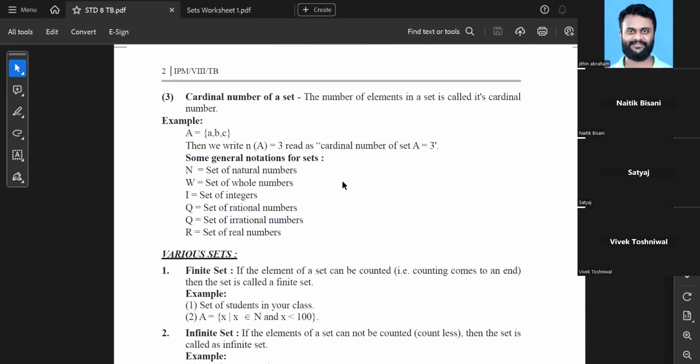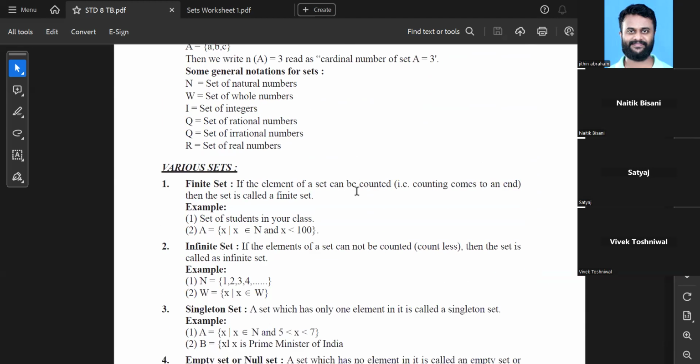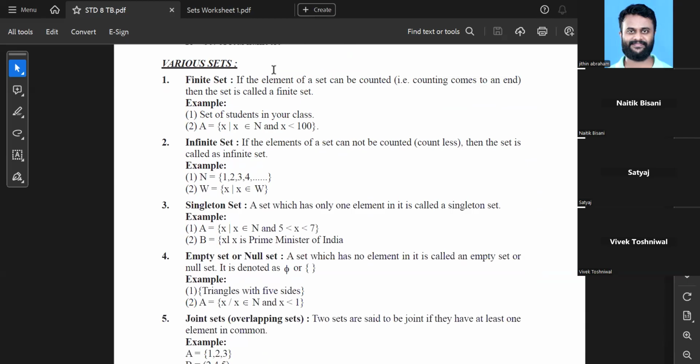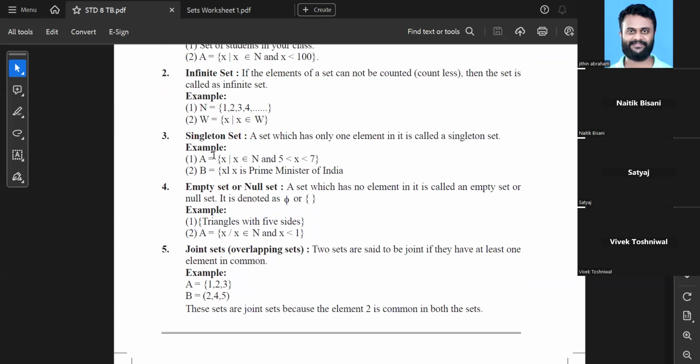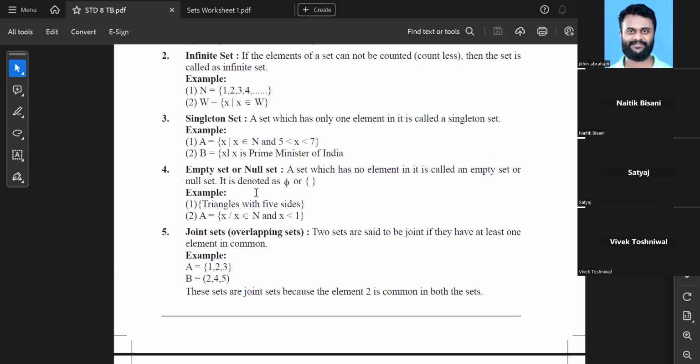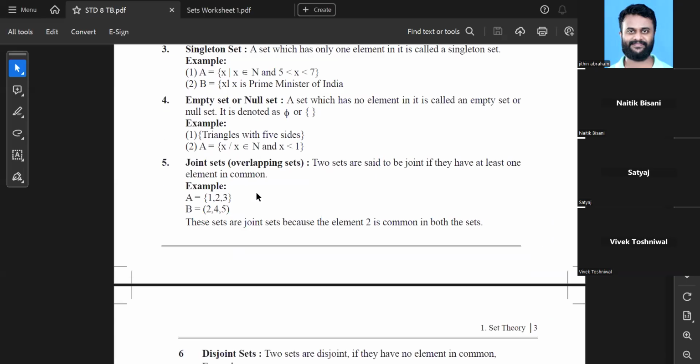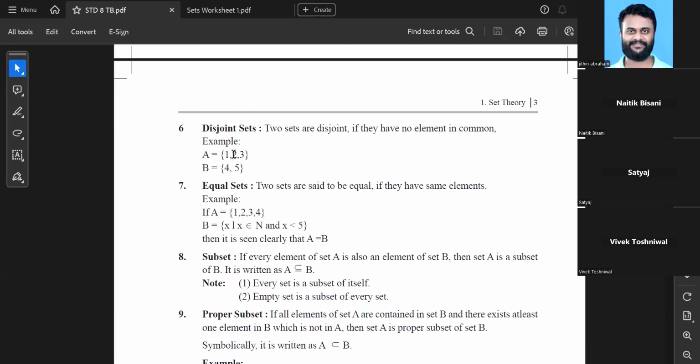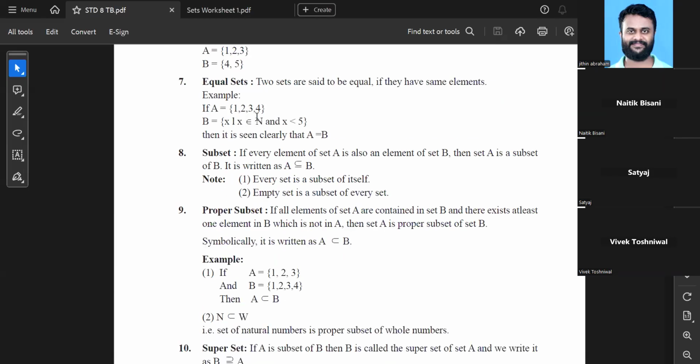Cardinal number is basically the number of elements inside a set. Various other types of sets are finite set, which means a limited number of elements. Infinite means unlimited number of elements. Singleton means one element. Empty set or null set means zero elements, nothing is there. Joint sets have something in common, or they are also called overlapping sets. Disjoint sets do not have anything in common. Equal sets should have everything equal to each other, all the elements inside them should be equal.